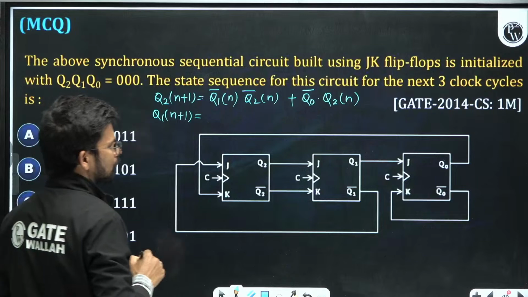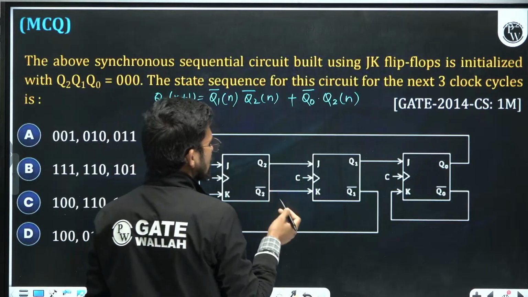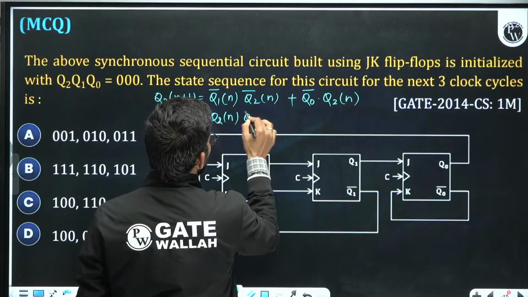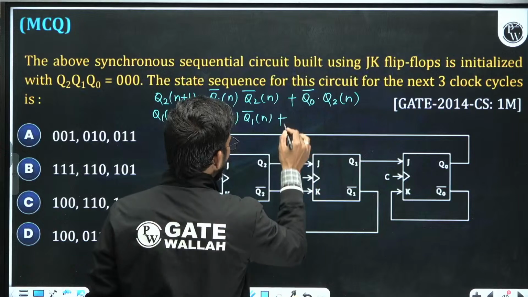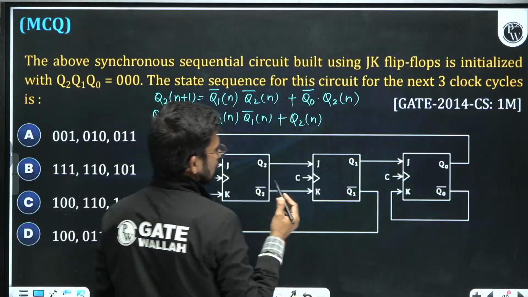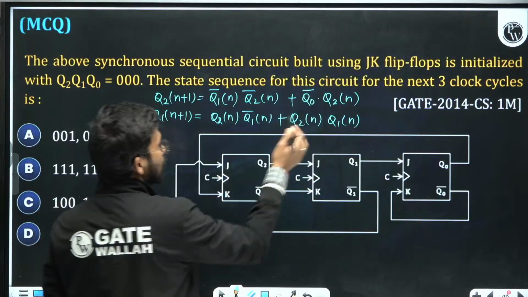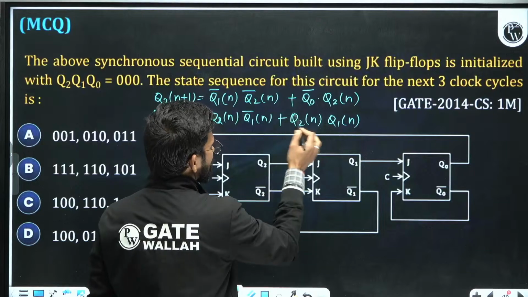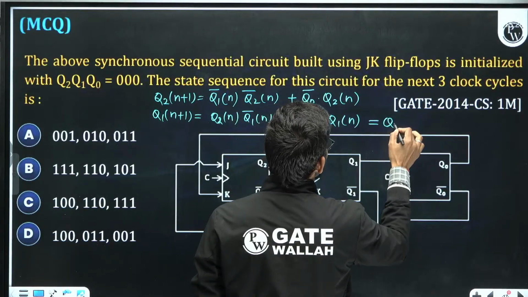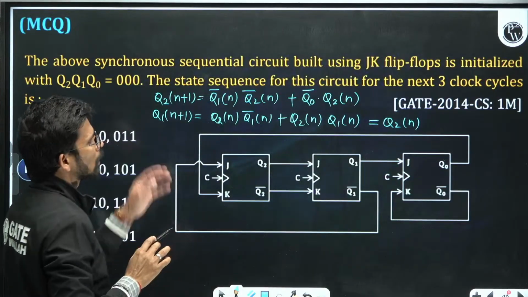What is Q1(n+1)? Q1(n+1) is basically J1 Q1 bar plus K1 bar Q1. J1 is Q2n, and K1 bar is Q2n basically, because K1 is Q2 bar. So it is Q2n Q1 bar plus Q2n Q1. Now I can take Q2n common. Q1 bar plus Q1 is 1. So the next state of Q1 is nothing but the present output state of Q2, which is Q2n.